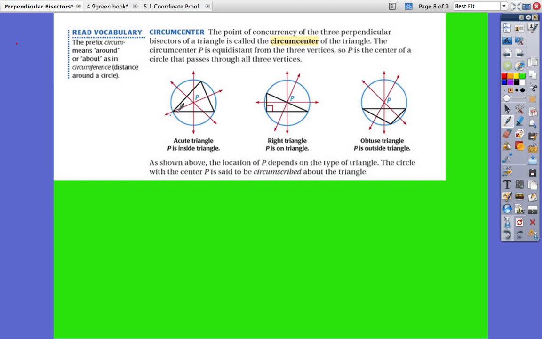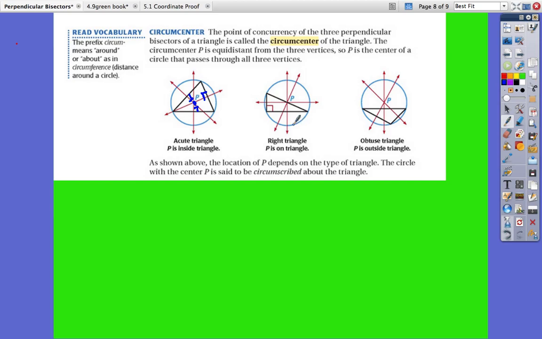We draw the perpendicular bisectors. So this is a perpendicular bisector because it forms a 90 degree angle. This one forms a 90 and a 90. They meet right here. P is inside the triangle. So the circumcenter could be inside the triangle. The circumcenter happens to be the center of the circle. When you think of the word circum, you could think of circumference. So it tells us that circumcenter is the center of a circle.